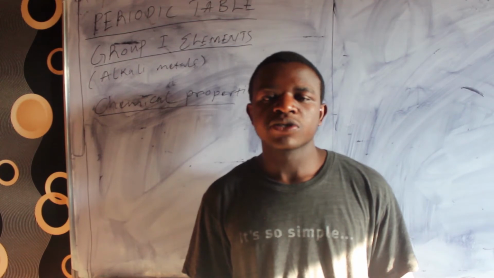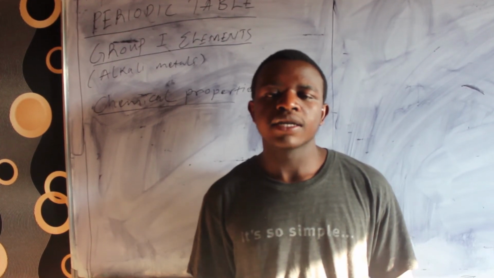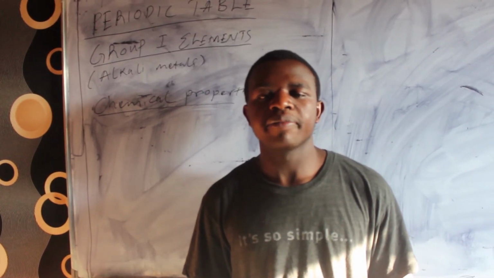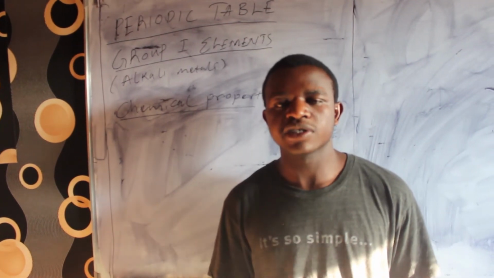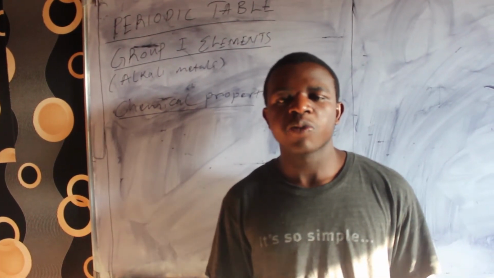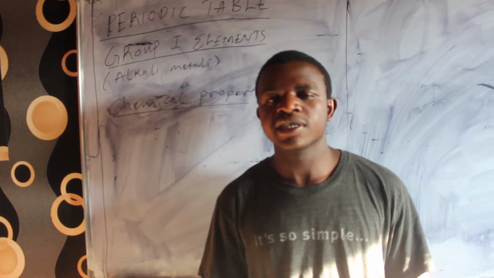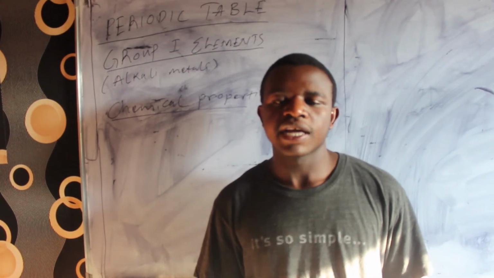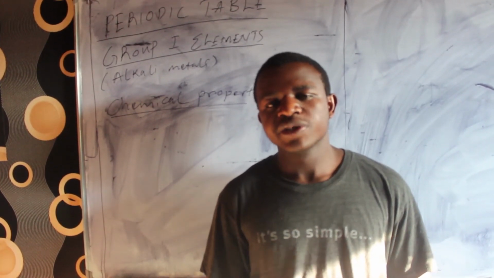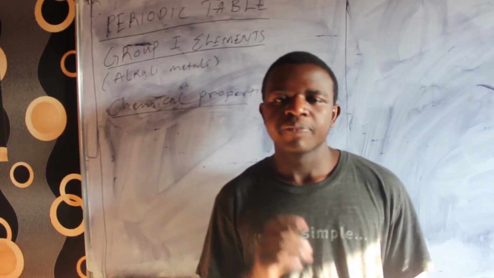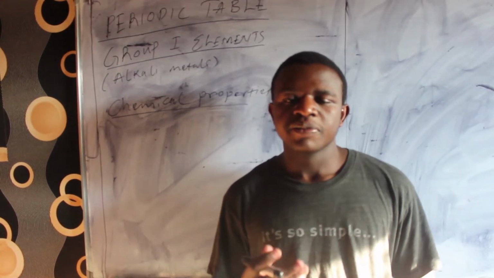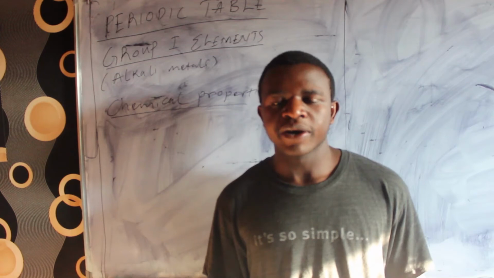And the thing that you're supposed to know is that all group 1 elements react by losing one valence electron that is found in the outermost shell. So all the elements in group 1 react by losing that electron that is found in the outermost shell. And when they lose that electron, they will become positively charged. So let me just show you what I'm talking about.